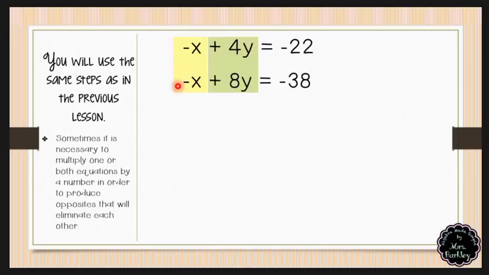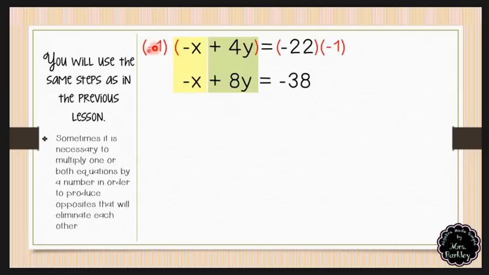I'm looking for. So once again, there's more than one way of doing this, especially since both of the coefficients are negative 1. It doesn't really matter which equation you multiply that negative 1 by. So I just chose to multiply that top equation. So I'm going to multiply that whole top equation by negative 1.